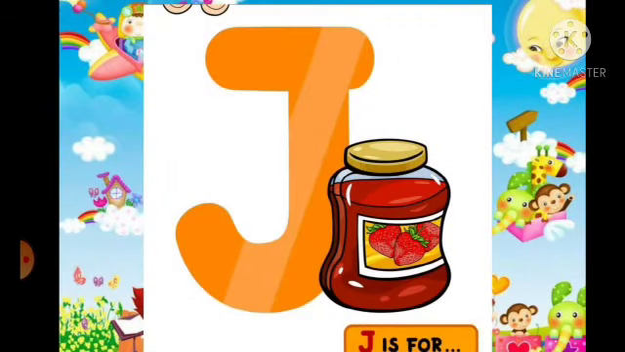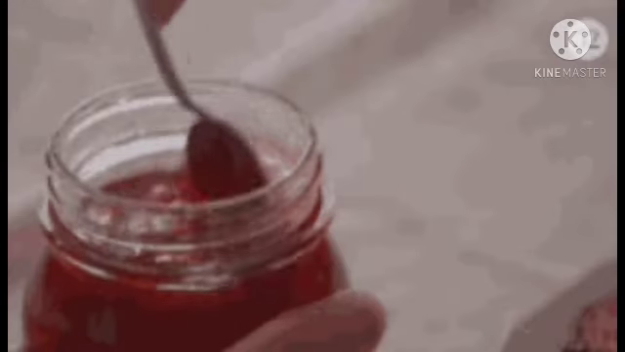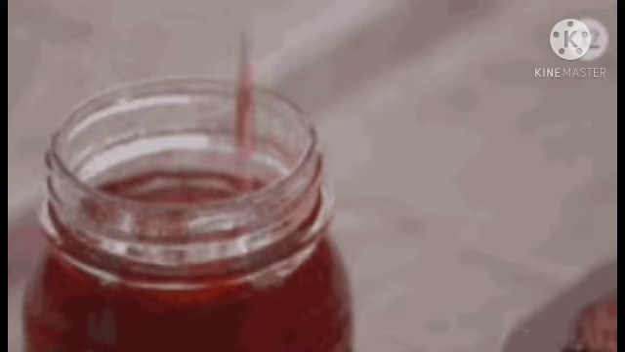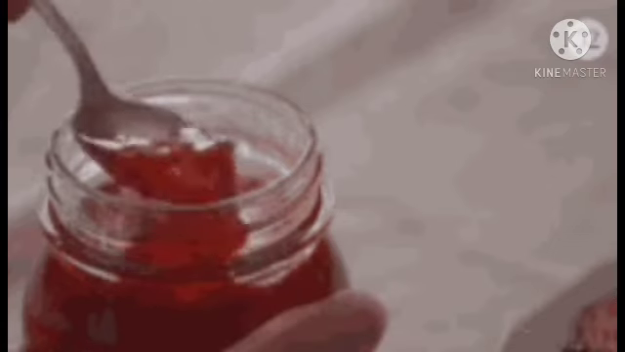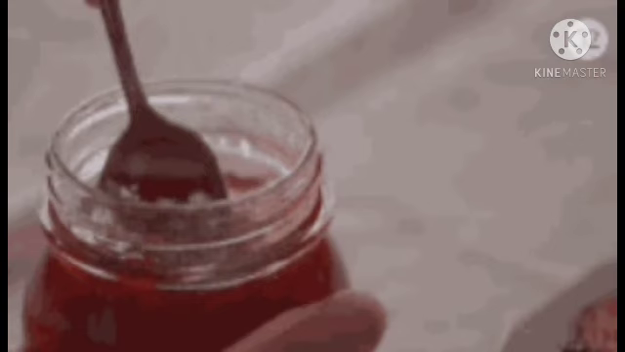Our next picture is, hey, yummy! What is this? Tell me, children, what picture is this? Yes, J for jam. Do you like jam, children? Yes, jam is made up of mixed fruits. So, J as in j, j, jam.